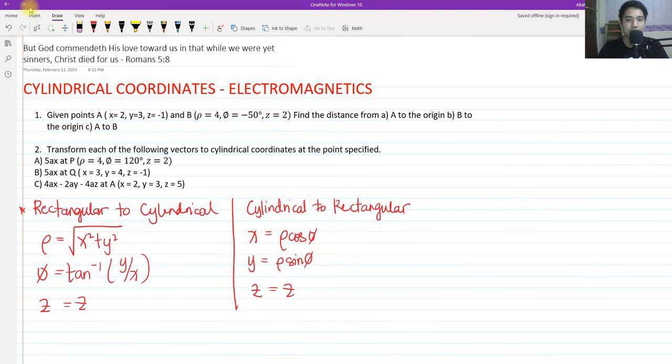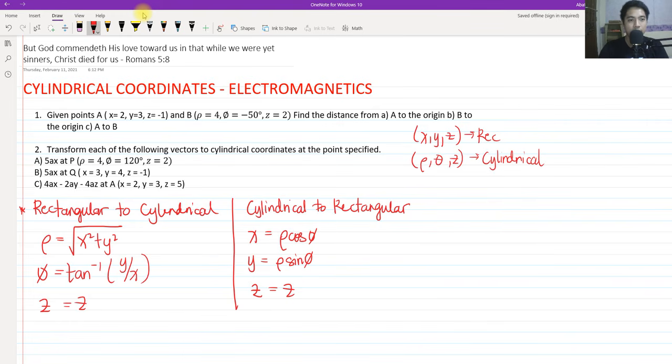So basically, when we have rectangular coordinates in 3D, we have x, y, and z. When we talk about cylindrical, we have rho, phi, and then z. So we always can convert rectangular to cylindrical and vice versa using these formulas.